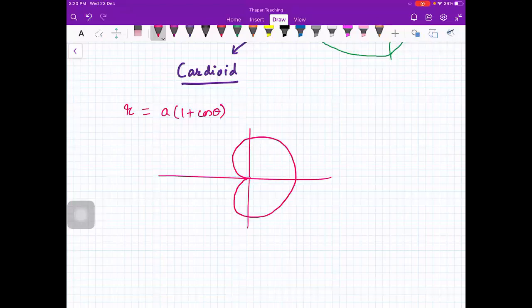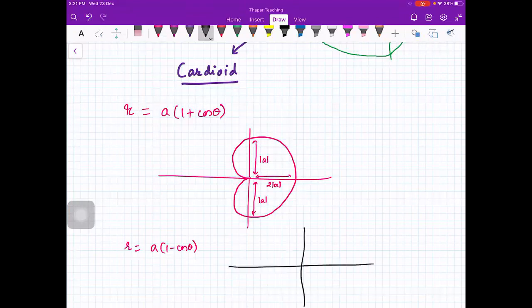R is equal to A into 1 plus cos theta. And this distance is mod A, this distance is mod A, and this distance is 2 mod A. Is that okay? A can be negative also. And if you have R is equal to A into 1 minus cos theta, I'm not saying that you have to directly plot. You should know how to plot, but I'm just telling these things so that you have extra information. When you have a plus sign, then your cardioid is on the positive x-axis. And when you have a negative sign, then your cardioid is on the negative x-axis. You can try plotting these cardioids.